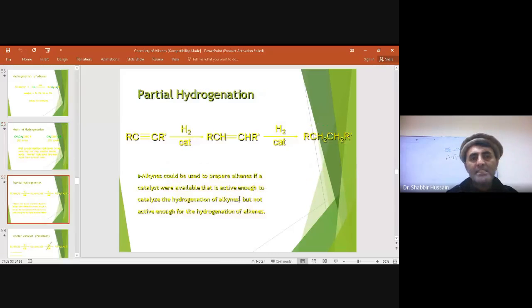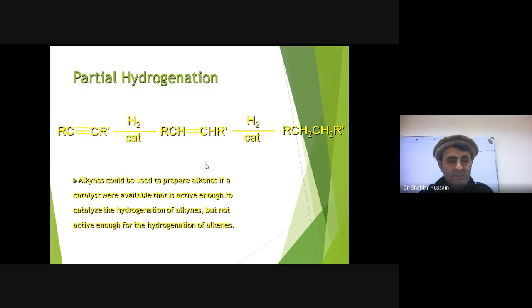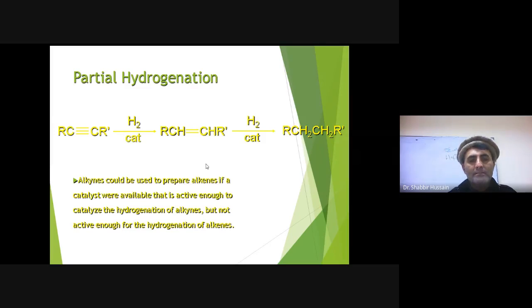Suppose alkyne is treated with hydrogen, then it converts into alkene. Once alkene forms, it acts as an intermediate and is further hydrogenated to form alkane, right? But if you want to synthesize alkene from alkyne, you must use controlled reduction or controlled hydrogenation. How will we do this? Alkynes could be used to prepare alkenes if a catalyst were available that is active enough to catalyze the hydrogenation of alkyne, but not active enough for the hydrogenation of alkene, right?